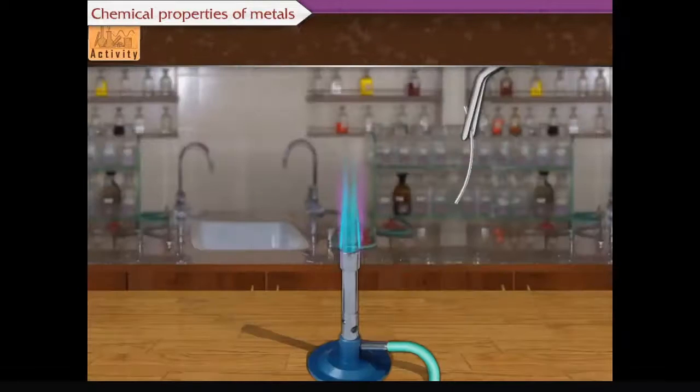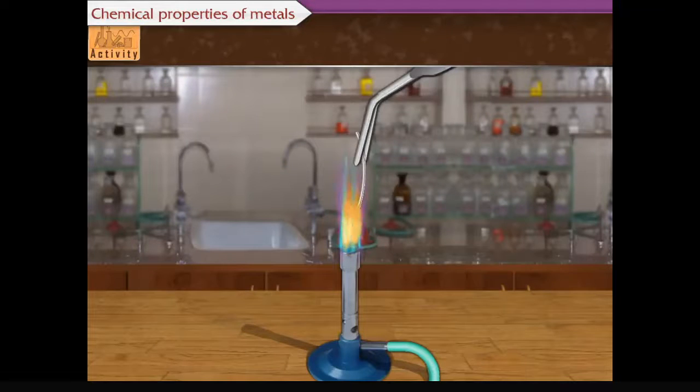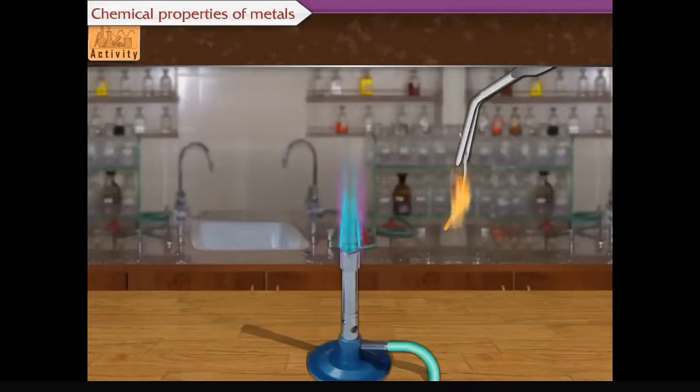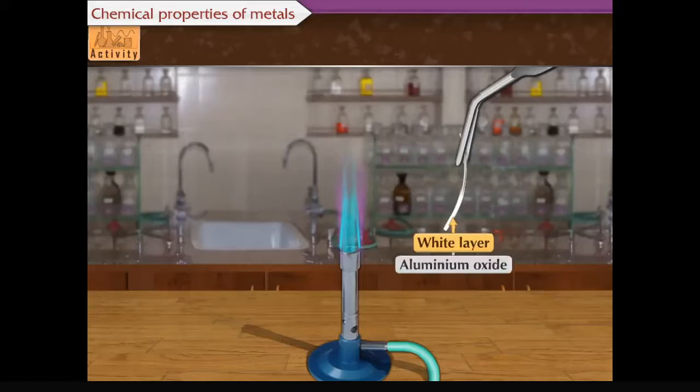Next, heat an aluminium wire. What do we see? Aluminium wire burns in air. There is also a white layer formed over the wire. This layer is formed due to the formation of aluminium oxide.